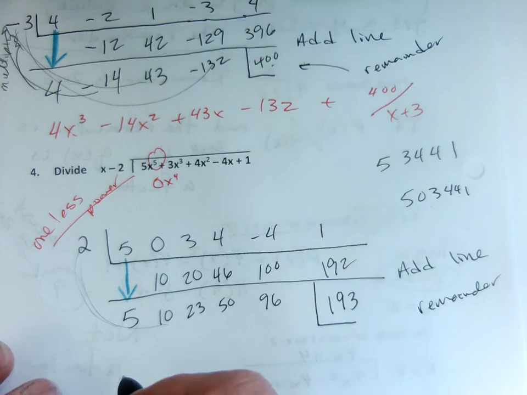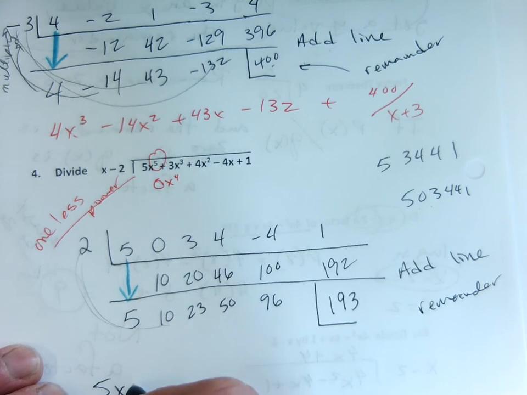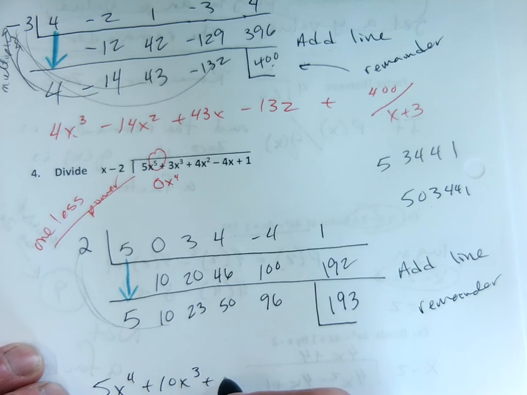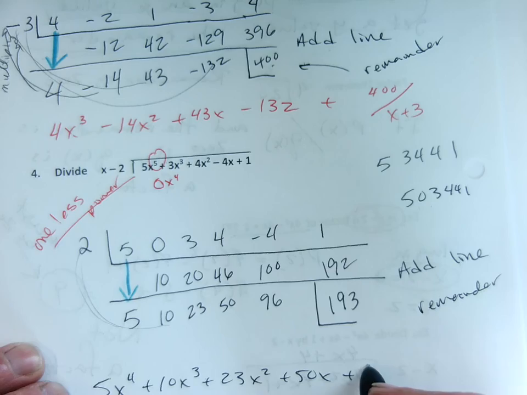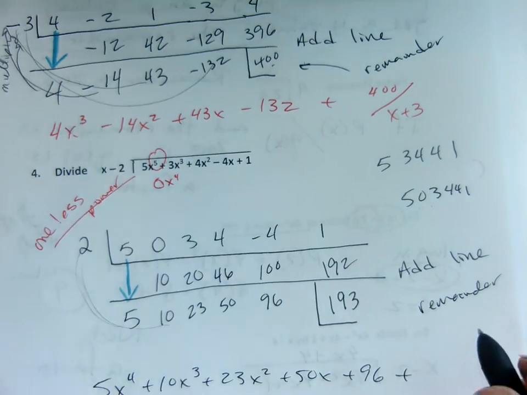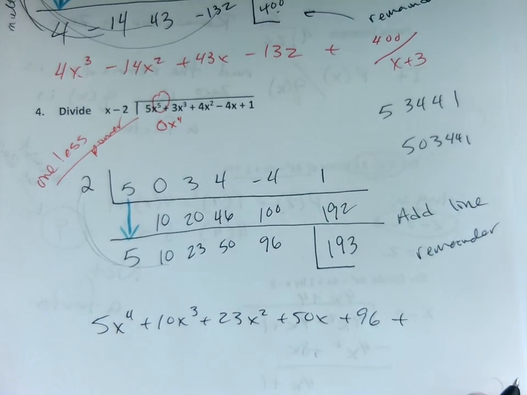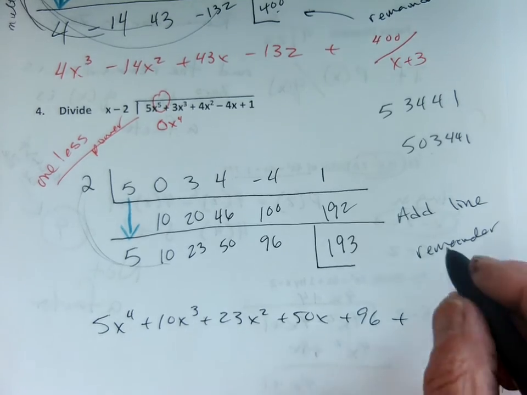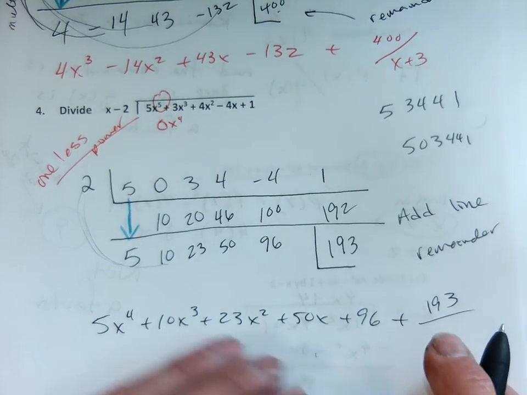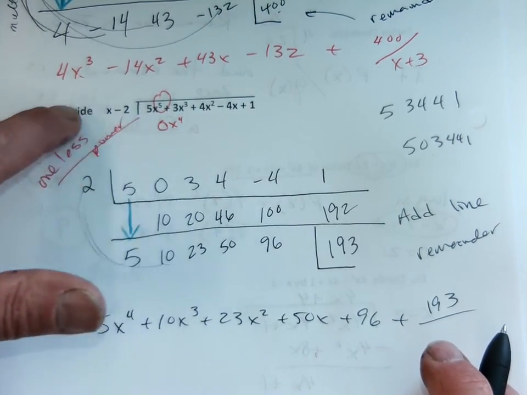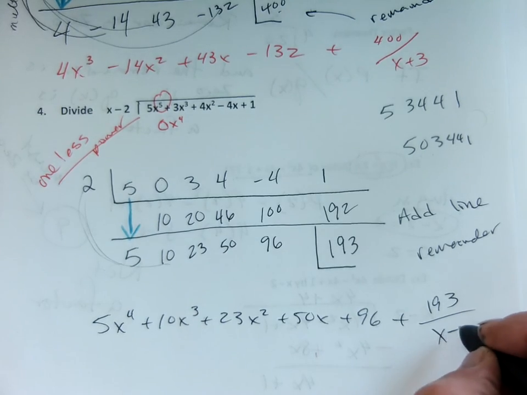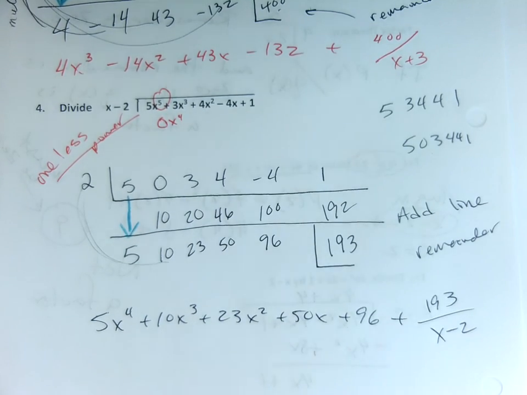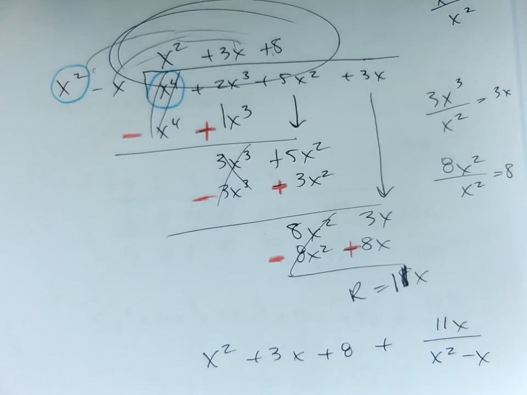So then my answer is 5x to the 4th plus 10x cubed plus 23x squared plus 50x plus 96 plus my remainder, right? But I got to bring back in the x's. X's have to come back in, so plus 193 over what I divided by invisibly. I really divided by an x minus 2. That is the answer, and that's a lot easier than doing that. Do you agree? Yeah.